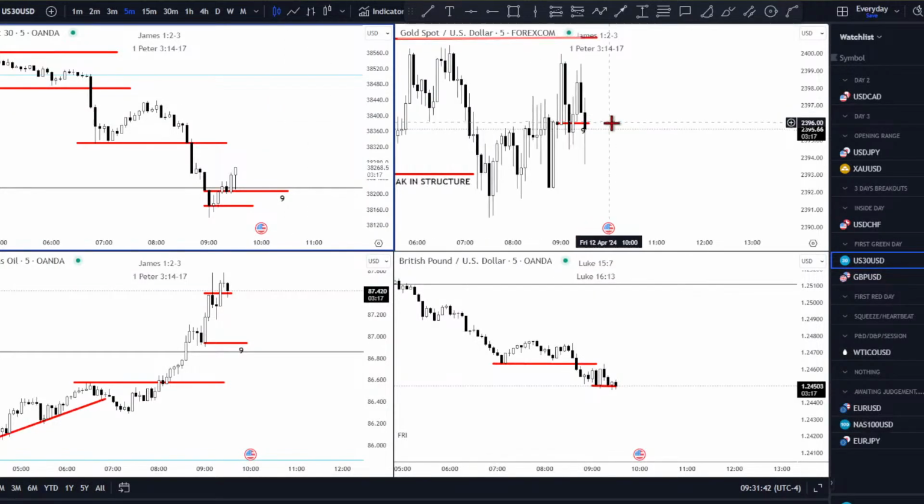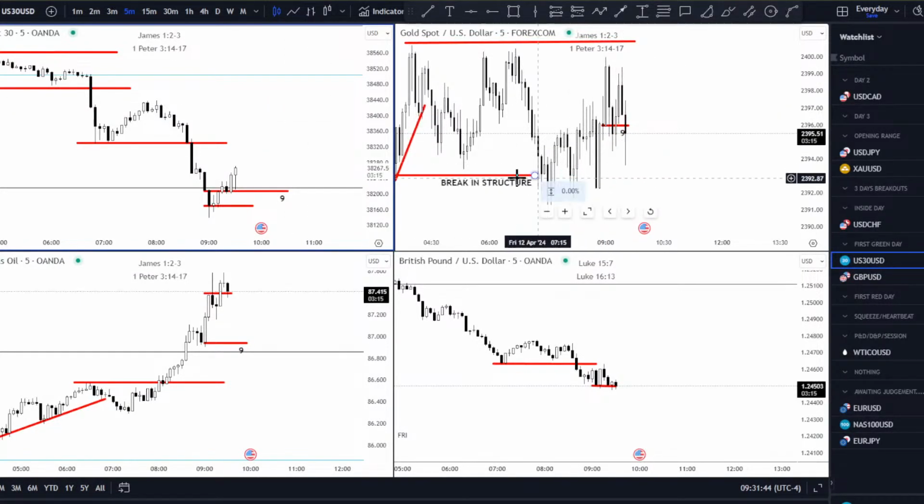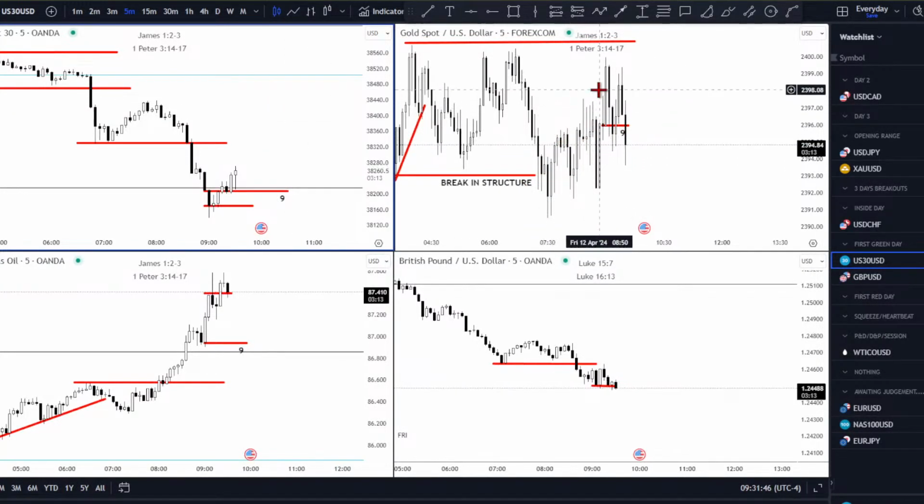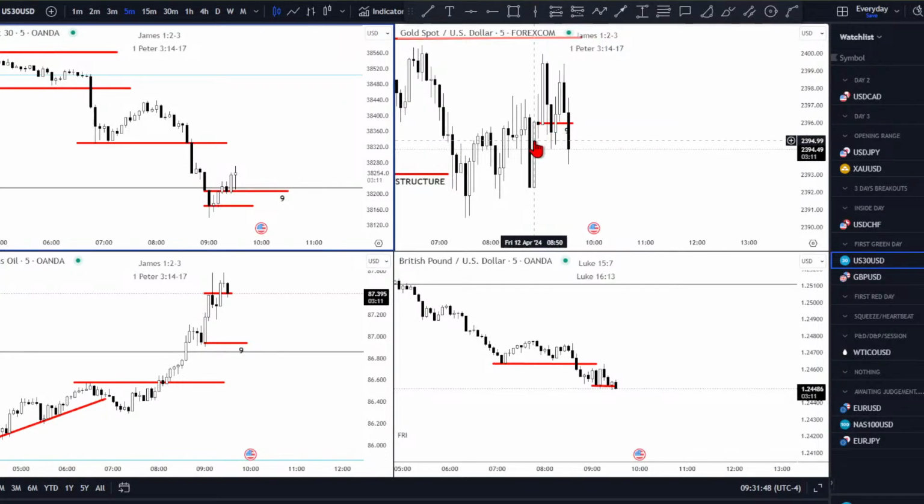The only thing I'm worried about with gold is that, yeah, we got lower low, 1, 2, 3. If this turns into a W, that'd be good. But I kind of feel like maybe it's got one more move up.